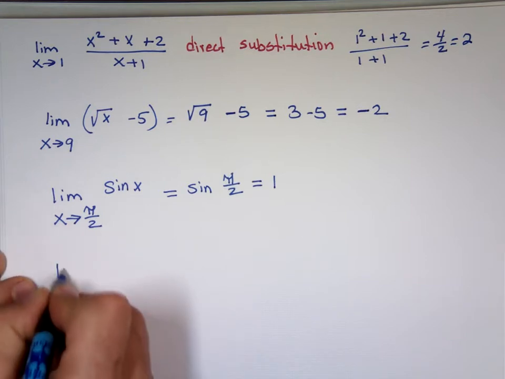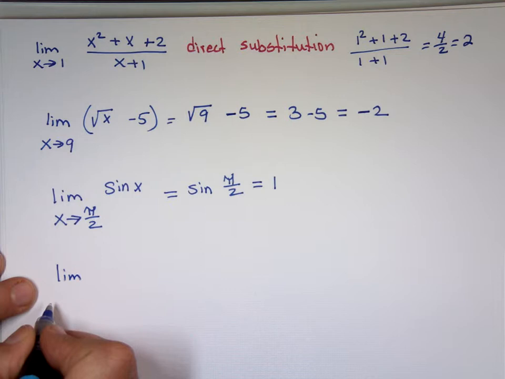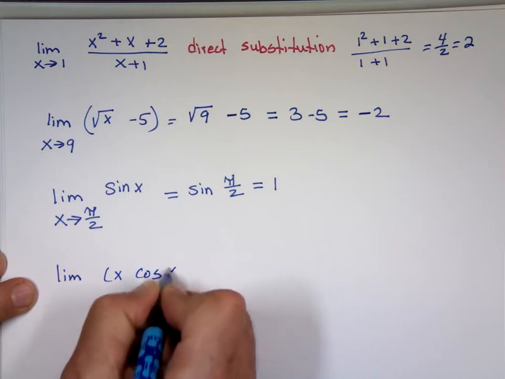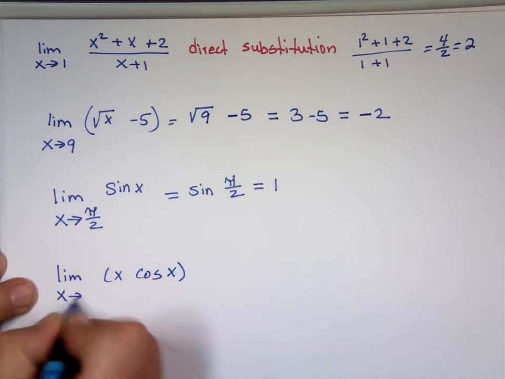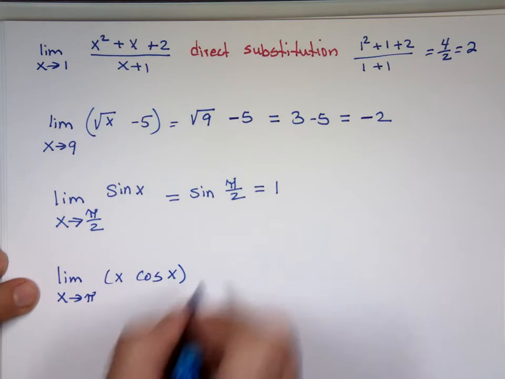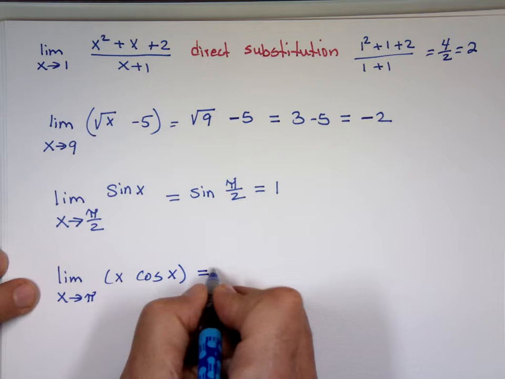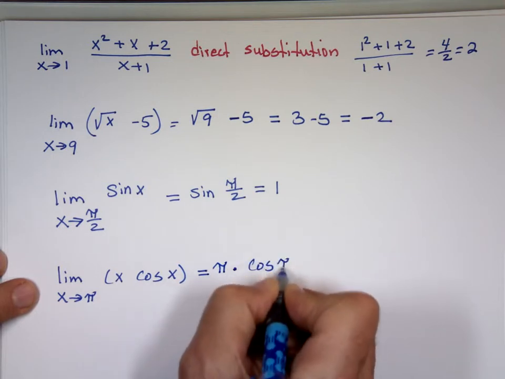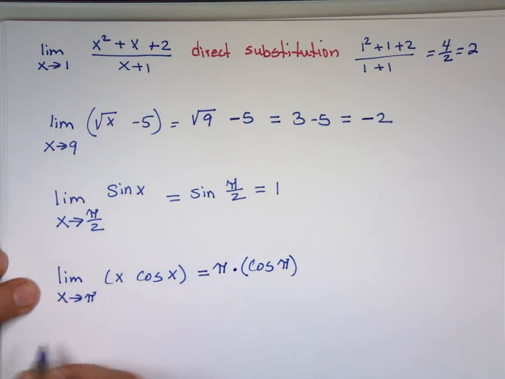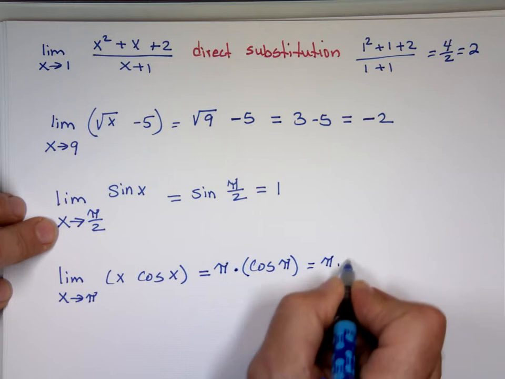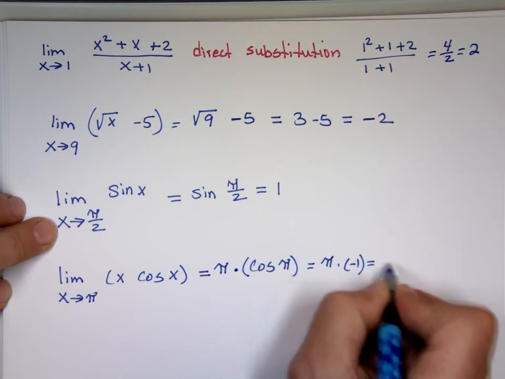What's the limit of x cosine of x as x approaches pi? Direct substitution. Pi times cosine of pi. What is cosine of pi equal to? Negative 1. Very good. Pi times a negative 1. And what's the answer? Negative pi.